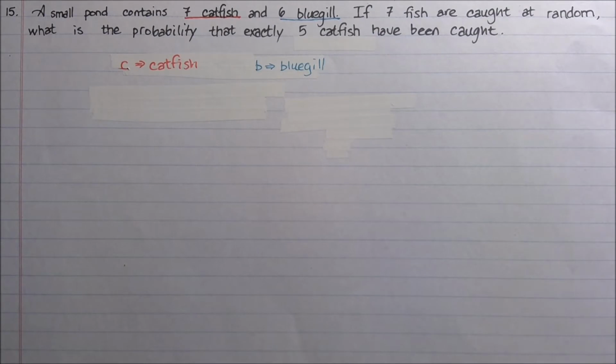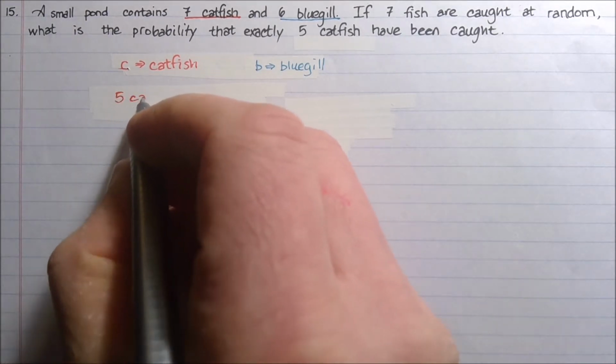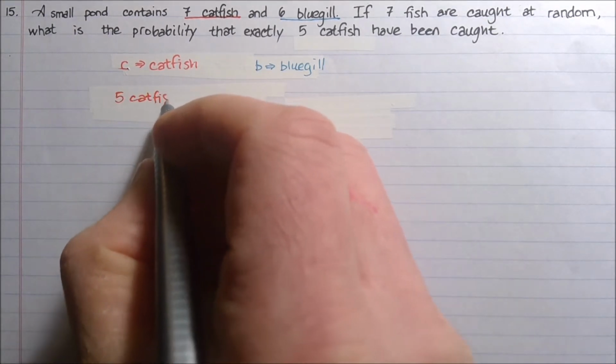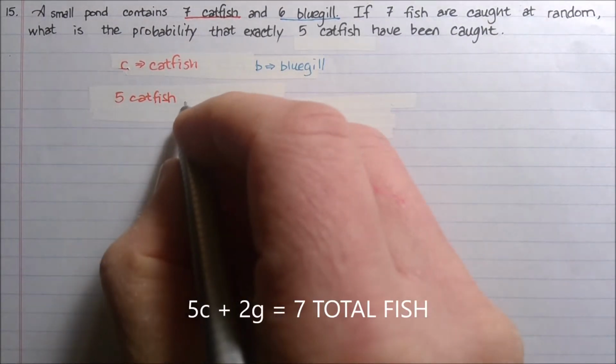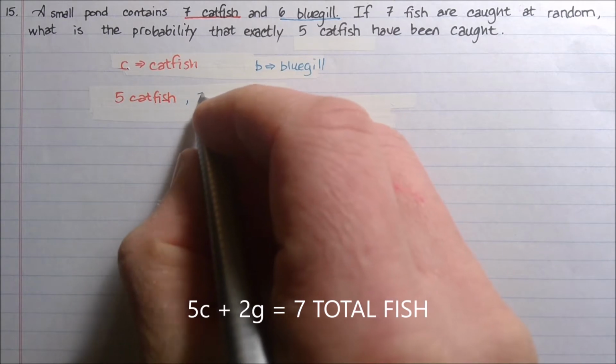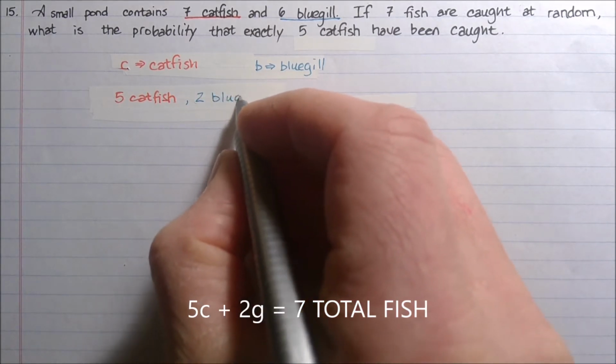So what's happening is we're told that out of 7 total fish caught, 5 of them are catfish. We're not told this directly, but of course that implies, if there are 7 total and 5 are catfish, that the other 2 were bluegills, right?